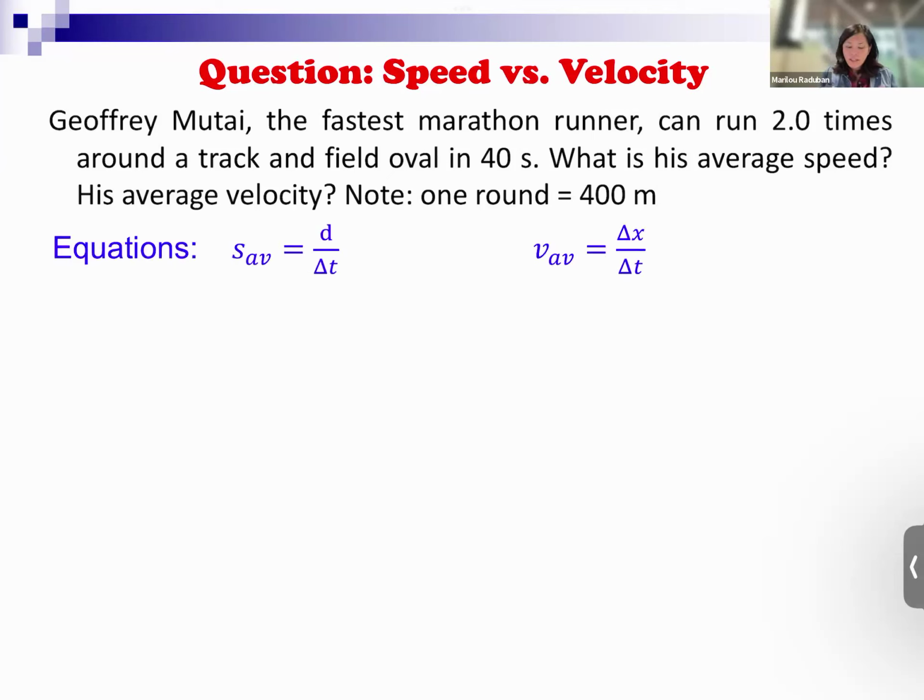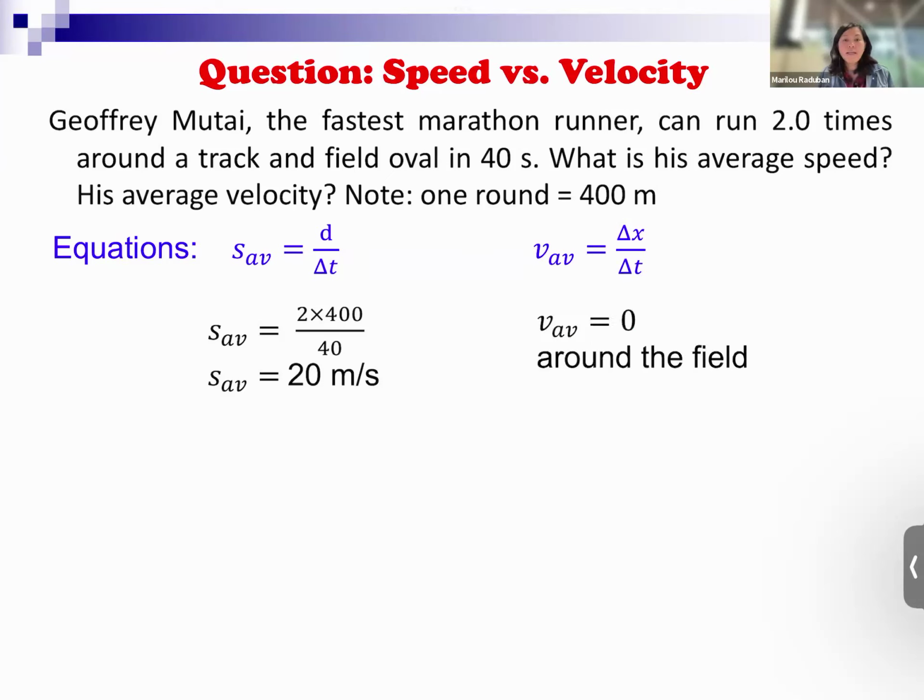Okay, so we saw these equations earlier, average speed versus average velocity. For average speed, we want the actual distance that Jeffrey ran. He ran 2 times around the oval in the time of 40 seconds. Hence, his average speed is 20 meters per second. How about his average velocity? Right, his average velocity has to be 0.